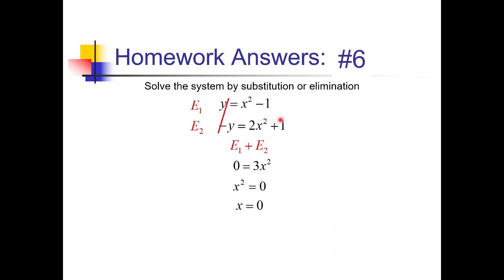Plugging that back in, the first equation looks a little easier to deal with. So 0 squared minus 1 gives me negative 1 for the y value. So then 0 comma negative 1 is that answer.